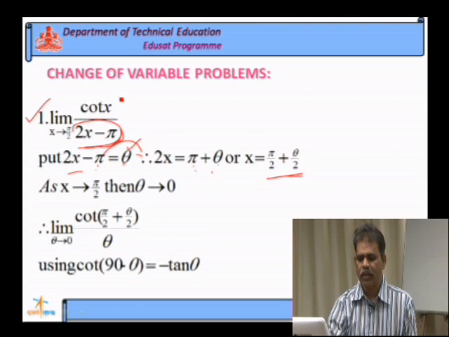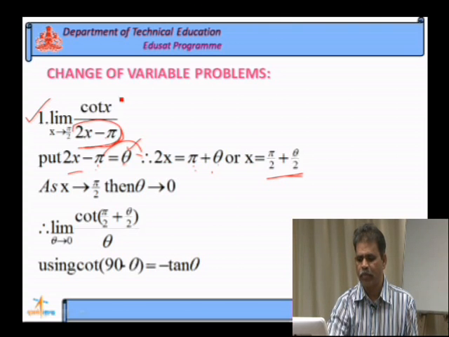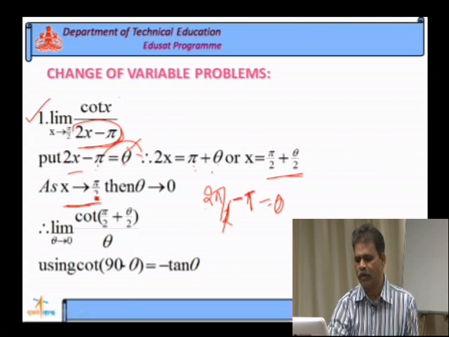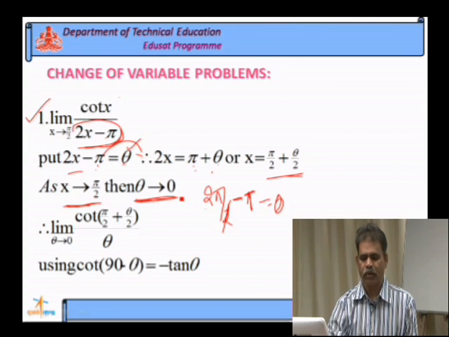When you want to change the limit, put the x value pi by 2 into theta. As x is equal to pi by 2, theta is equal to 2 into pi by 2 minus pi. The 2 cancels, pi minus pi is equal to 0. Therefore, as x tends to pi by 2, theta tends to 0. Now you apply the limit.